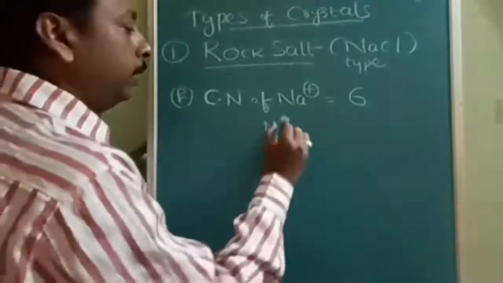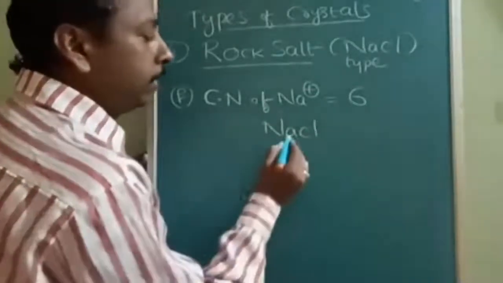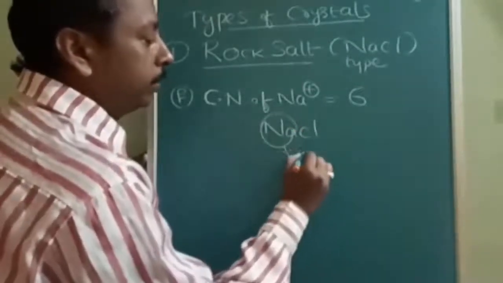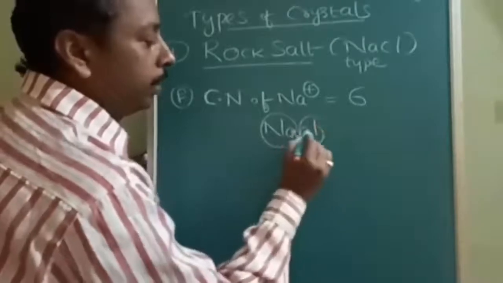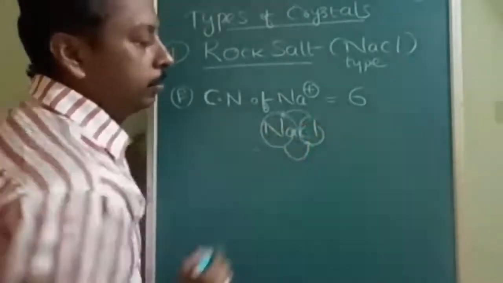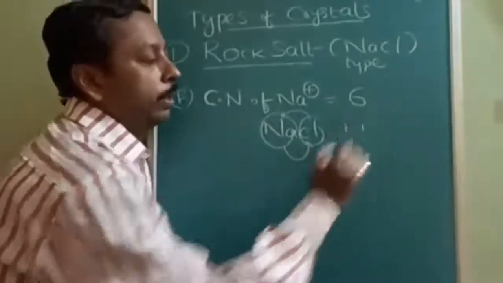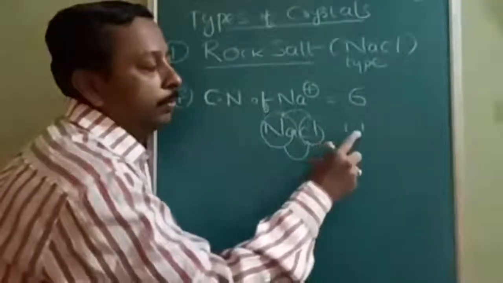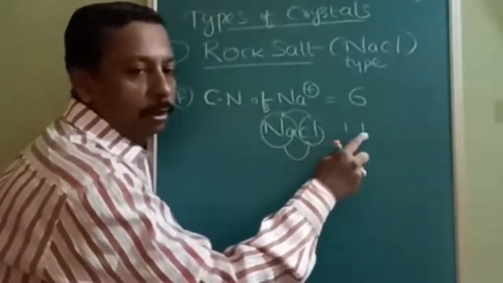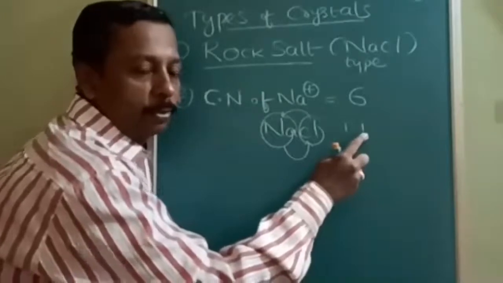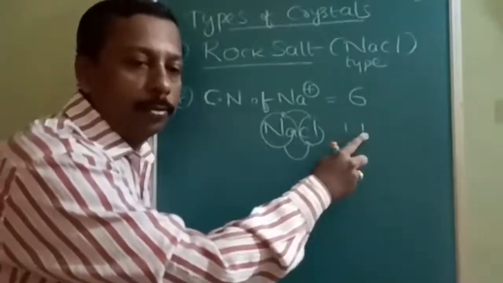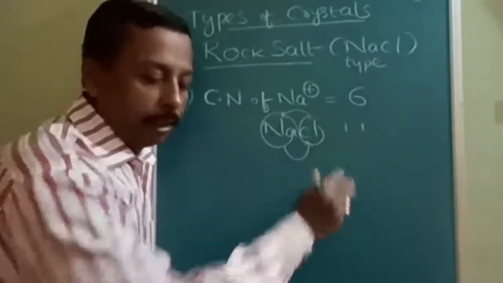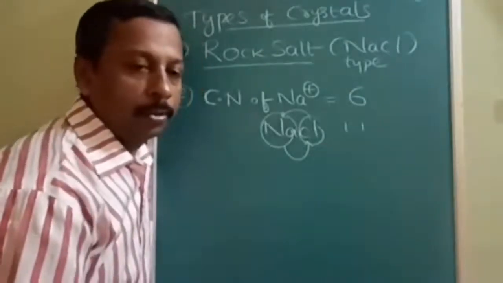Now see here in NaCl type, each sodium is with one chlorine. So sodium neighbors are chlorine, chlorine neighbors are sodium. So both are in 1:1. So this neighbors is equal to 6, so its neighbors also is going to be 6 only. Is it understood? Any doubt into this?